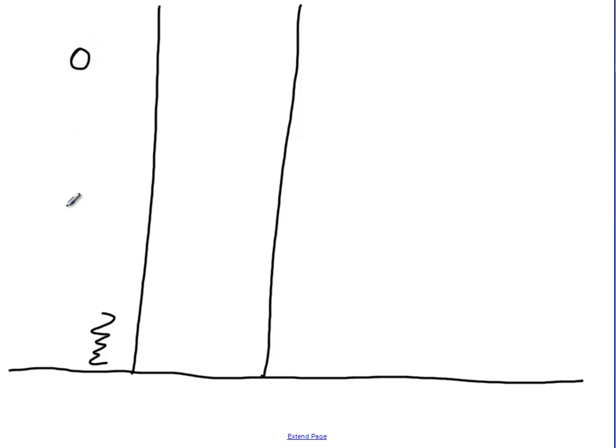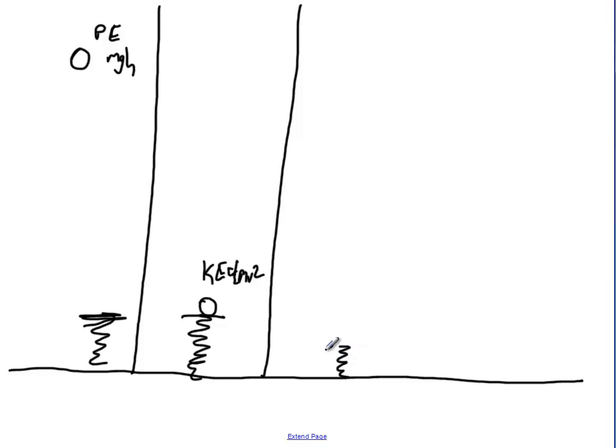I drop it, it hits this spring, okay? The spring is initially right here. Right here this thing has got a whole bunch of gravitational potential energy. It's mgh, right? Now, a split second later it falls, it hits the spring, but it's just now getting to the spring, so the spring hasn't compressed. So right here, that's as fast as the ball is ever going to move. And now all its energy is kinetic energy. That's 1/2 mv squared.